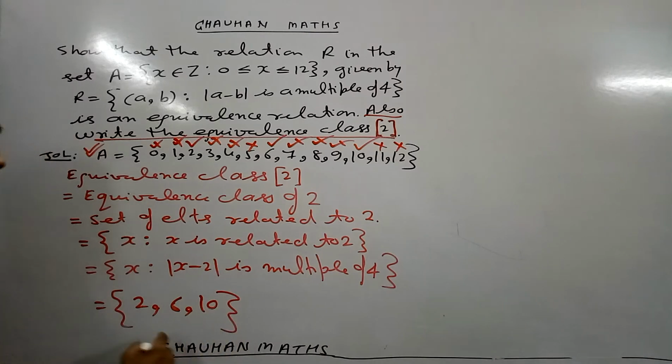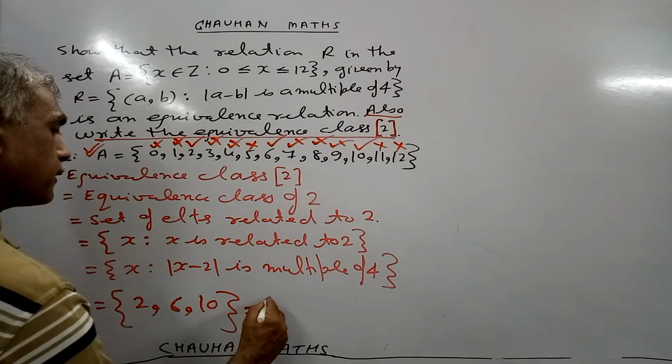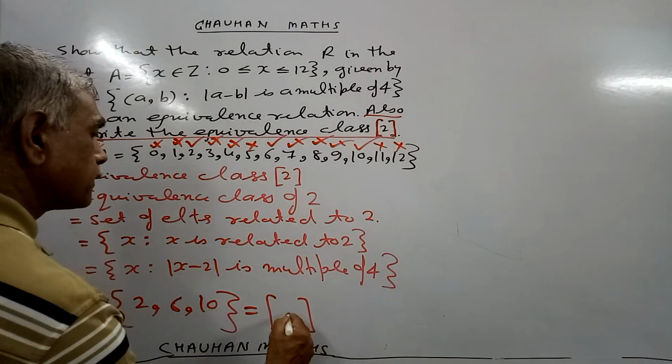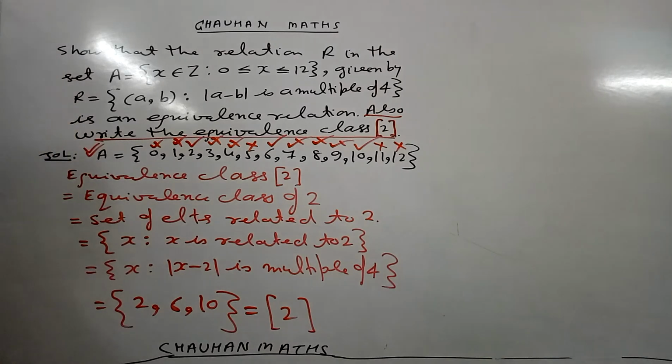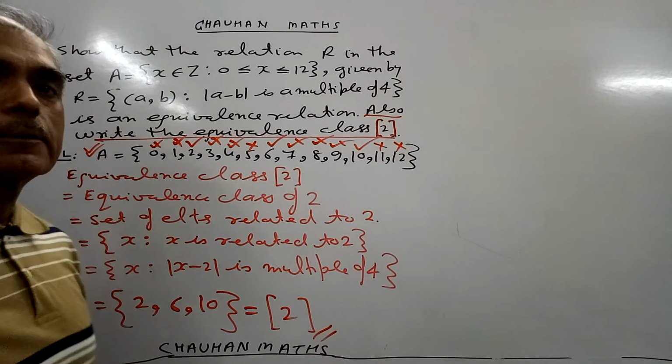So 2, 6, 10. These elements make up a set, and this set is called bracket 2, equivalence class of 2. And that's all in this video.